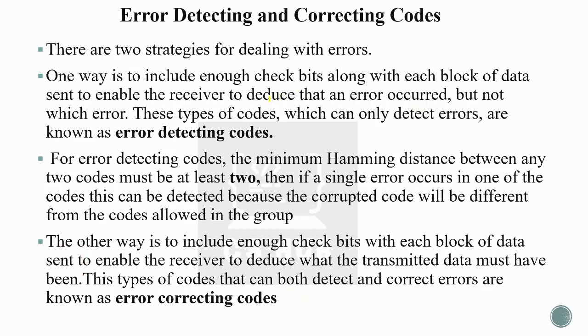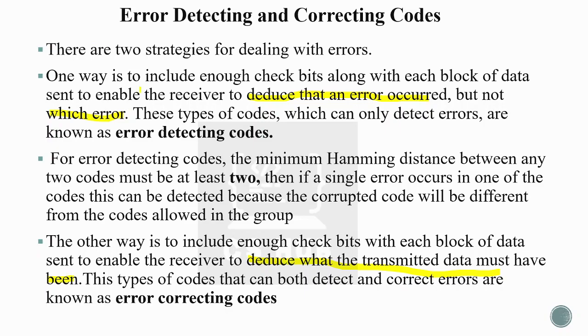This type of code that can both detect and correct errors is known as an error correcting code. These are the two important points. In the first strategy, it deduces that an error occurred but not which error. In the second strategy, it can deduce what the transmitted data must have been. These are the two different categories.